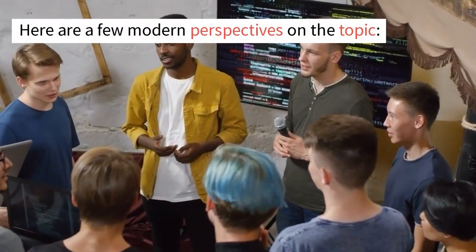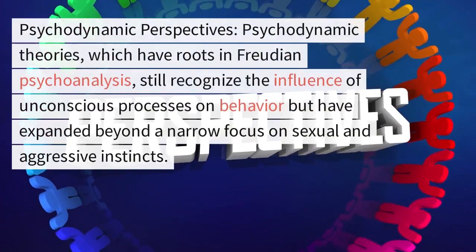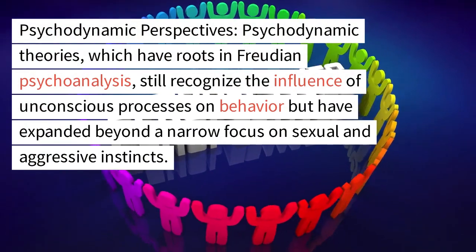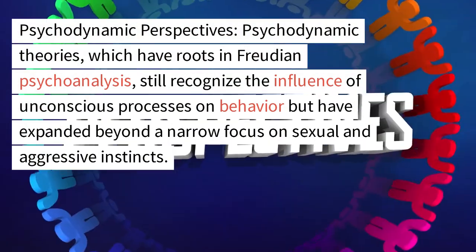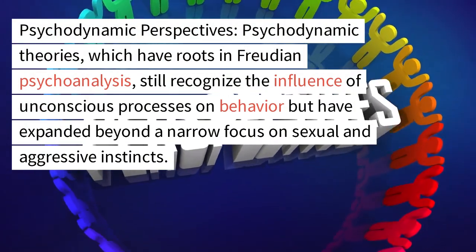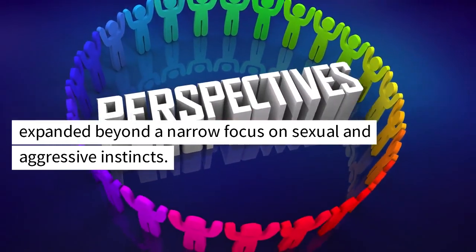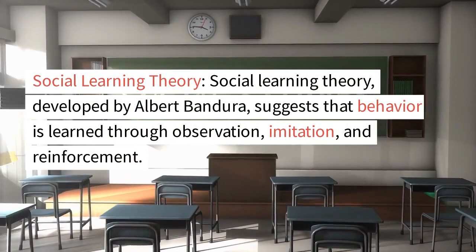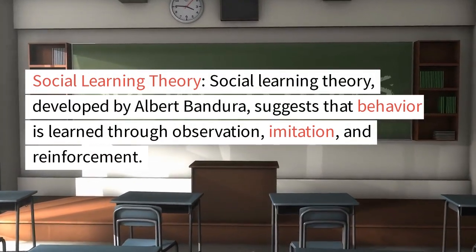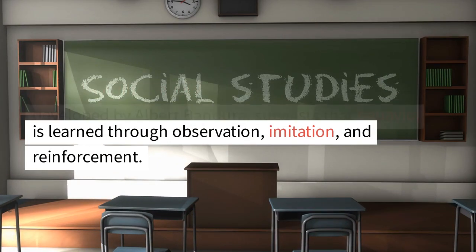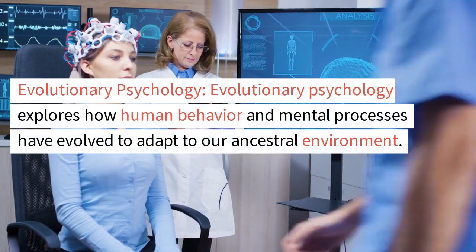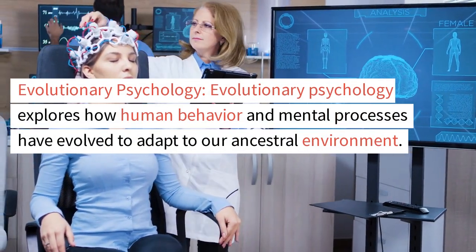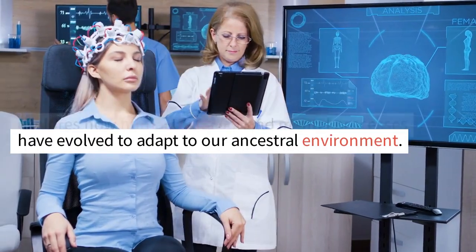Here are a few modern perspectives on the topic. Psychodynamic perspectives. Psychodynamic theories, which have roots in Freudian psychoanalysis, still recognize the influence of unconscious processes on behavior but have expanded beyond a narrow focus on sexual and aggressive instincts. Social learning theory. Social learning theory, developed by Albert Bandura, suggests that behavior is learned through observation, imitation, and reinforcement. Evolutionary psychology. Evolutionary psychology explores how human behavior and mental processes have evolved to adapt to our ancestral environment.